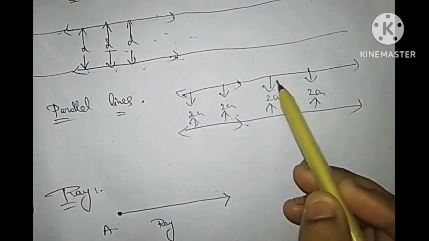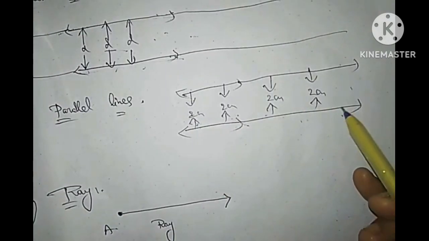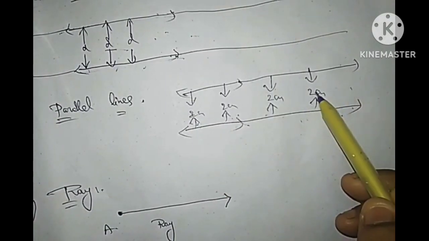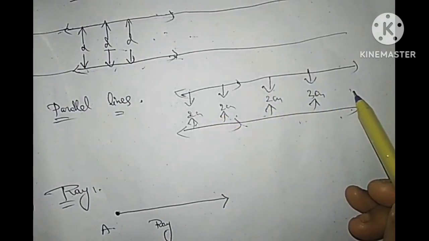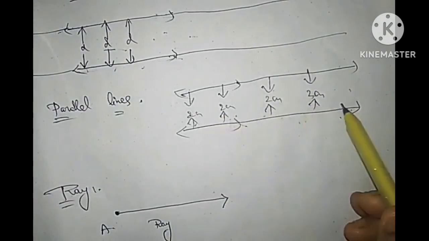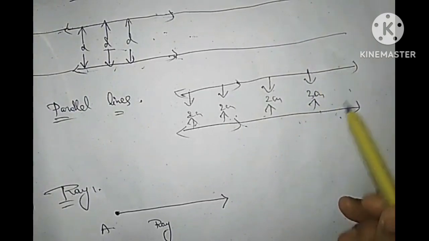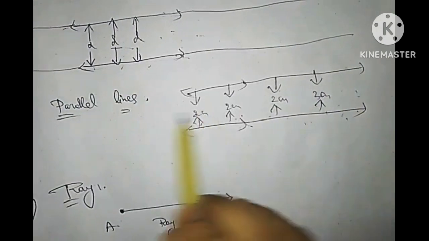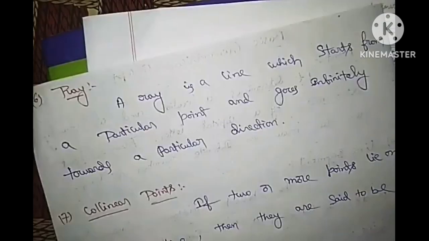centimeters, it means at any point, at any place, if you check the distance between these two lines, it will be the same distance throughout. And they will never meet each other at any point, or cross each other. So that's why these lines are called parallel lines.